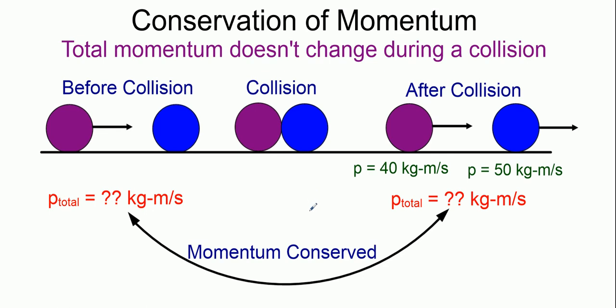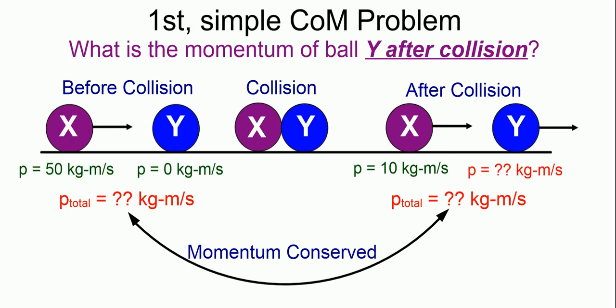We can work from right to left as well. Here we have 40 and 50. That adds to 90, correct? Which means by conservation of momentum, our momentum before the collision was 90. Conservation, the total does not change.